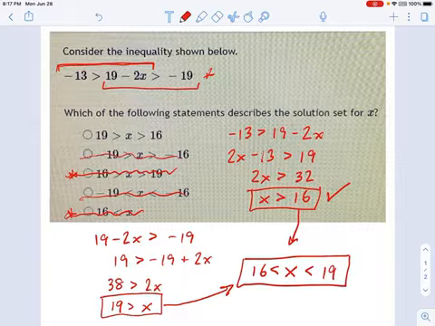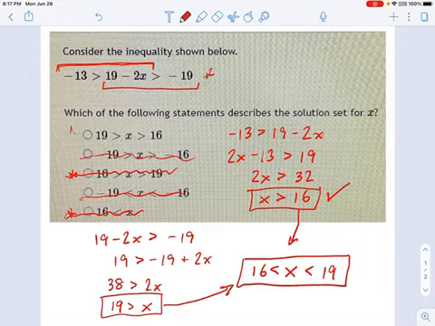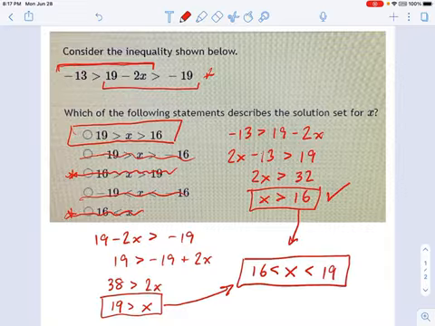These other two have negative numbers. Those aren't correct. This one is actually the correct answer, even though it's not written quite the same way as ours. It's written backwards: 19 is greater than x, which is greater than 16. It's the same thing. It's just written in a different order. Now, that's how you go about solving this sort of equation.